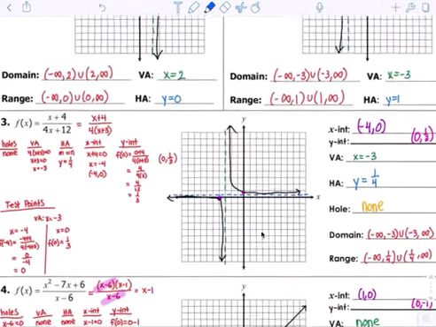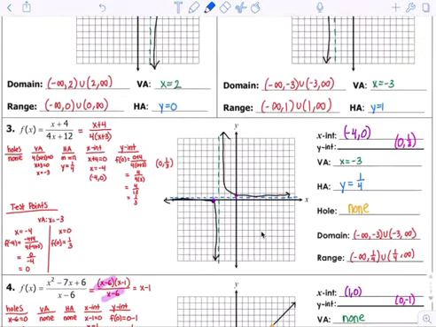All right, so we're going to take a look at number 3. No holes, because after I factor, nothing cancels. The vertical asymptote comes from setting the denominator equal to 0. The denominator is that one, so set that equal to 0, and then it's going to be -3. So the vertical asymptote is -3.